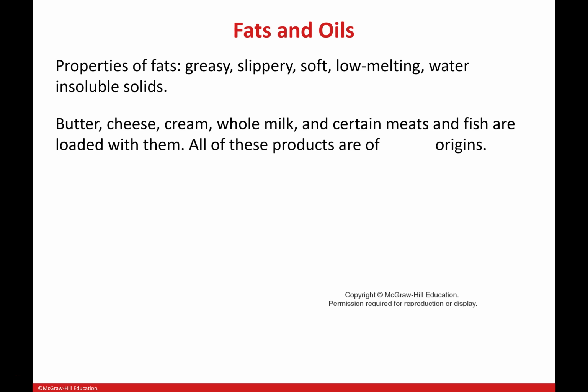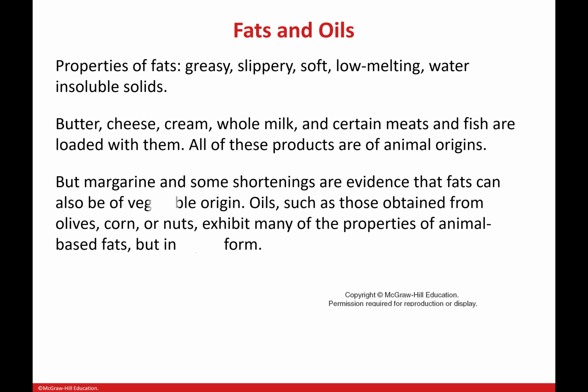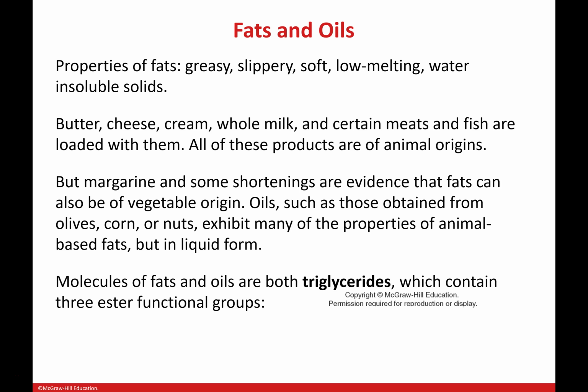Things that we eat, including butter, cheese, cream, whole milk, and meats, have fat in them. These come from animal origins, but there are definitely some things from plant origins that fall into this category. We have a lot of oils from corn, say soybean oil. Olive oil comes from plants.